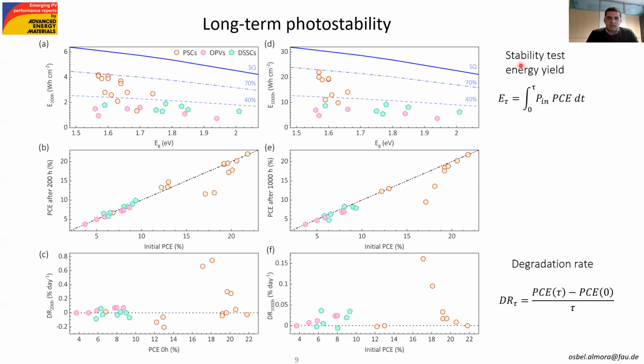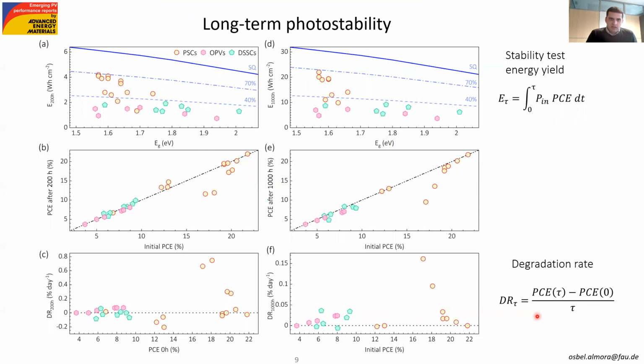And what we show here is the stability test energy yield, which is basically the integral of the output power as a function of the time of the stability test. You can find the power conversion efficiency after 200 hours or after 1000 hours as a function of the initial efficiency. And also the overall degradation rate, which is basically the difference in this power conversion efficiency because of degradation over the time of the stability test.